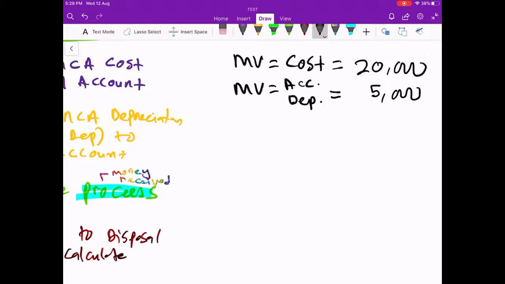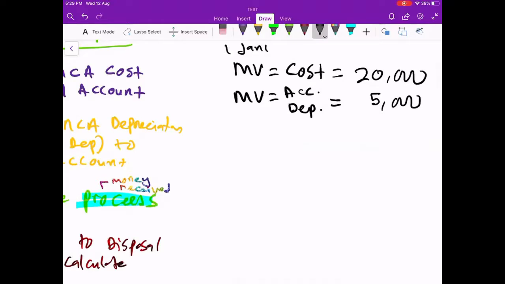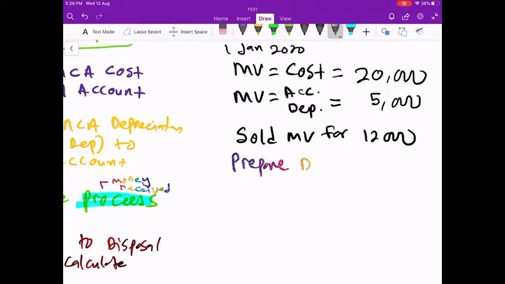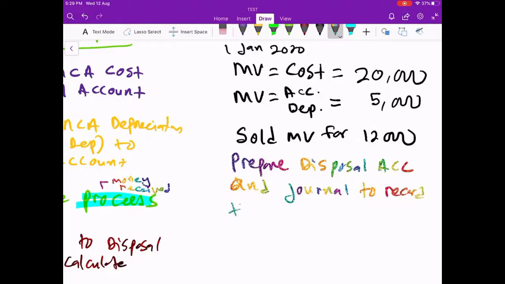Today's date is maybe January 1st, 2020. You sold this motor vehicle for maybe 12,000. So now the question is, prepare the disposal account and journal to record the disposal. Can you copy this question before we start? On the 1st January 2020, copy this.